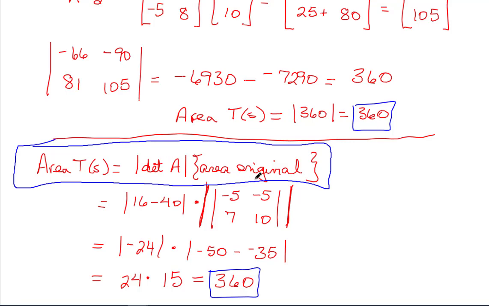And what about the area of the original? Well, I put in my original B1 and B2. So I get a minus 50 minus a minus 35. All right, so in absolute value, that's 15, and 24 times 15 is 360. So it's exactly the same as I got by finding actually what A did to B1 and B2, and then finding the area of the new image. But either way, you get exactly the same number. So that concludes our chapter on determinants.